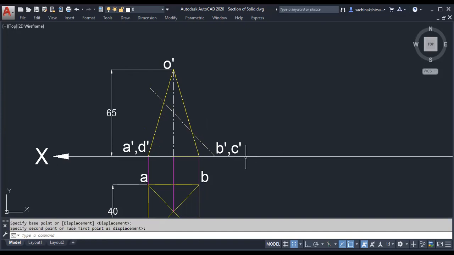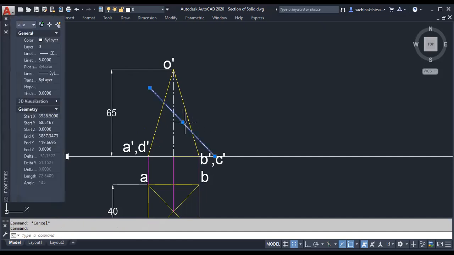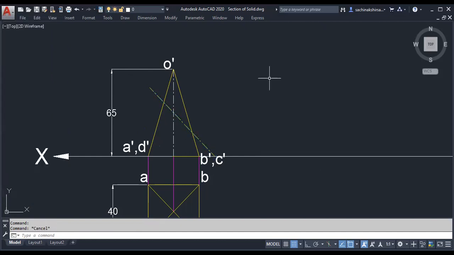Something like this, or I will go in here. So how much angle should the cutting plane make? So I will show like this. Okay, so are you getting it?